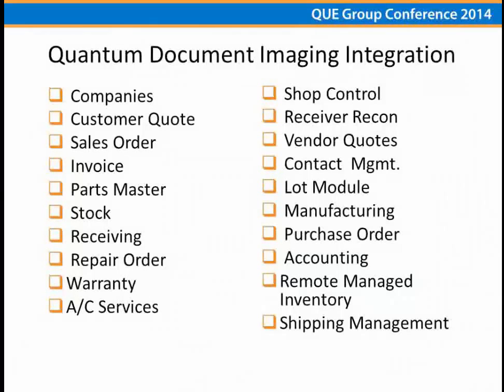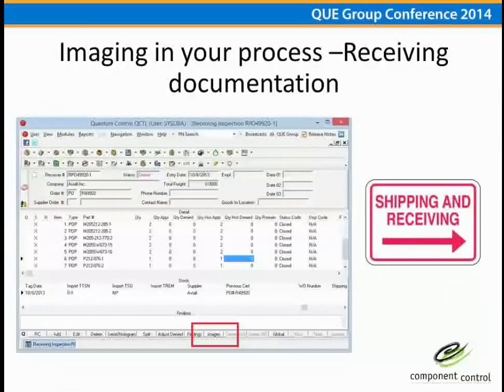I know that fact. But by putting the images there, they'll always be there. So these are the touch points that we have in Quantum, and I'll show you how to find them exactly. We'll start off with the receiving process.